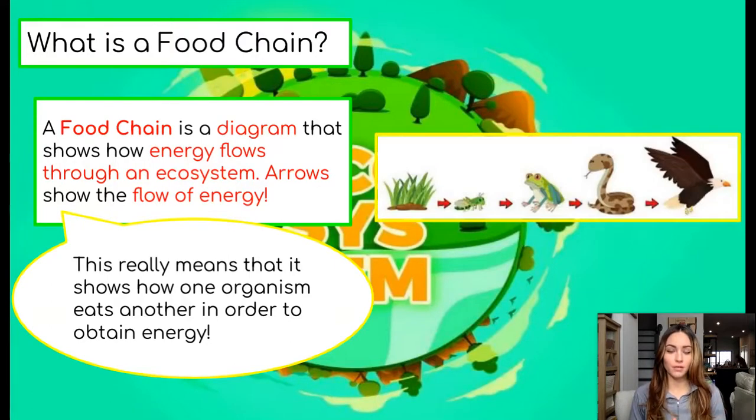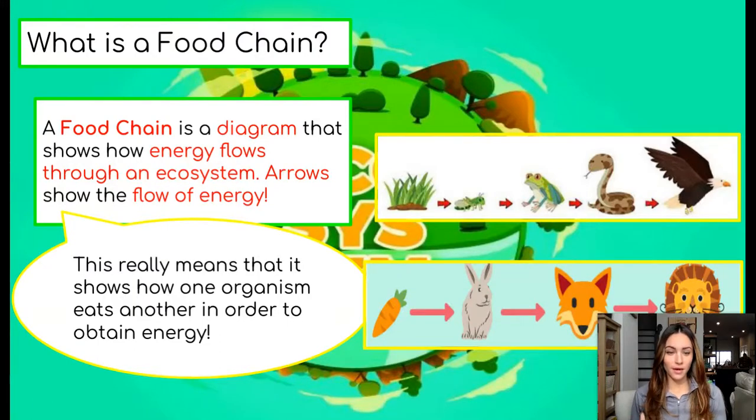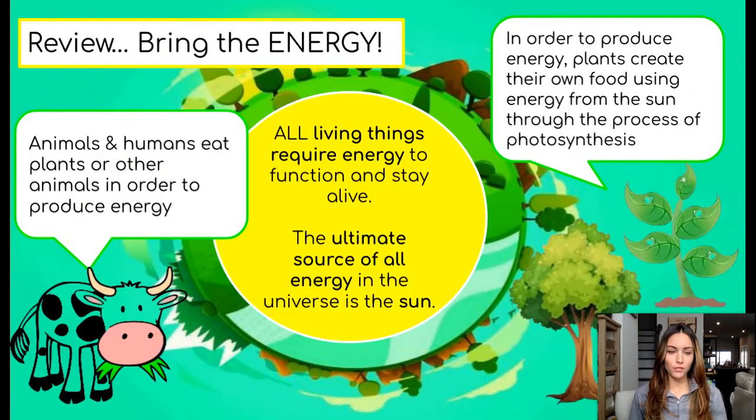Here's an example of a food chain that we'll be looking at today. Here we can see another example of a food chain where we see different organisms in the ecosystem with arrows showing the direction of energy flow. Before we dive deeper into how to read, analyze, and create food chains, let's have a quick review of a previous unit that's necessary to understand what food chains are representing.